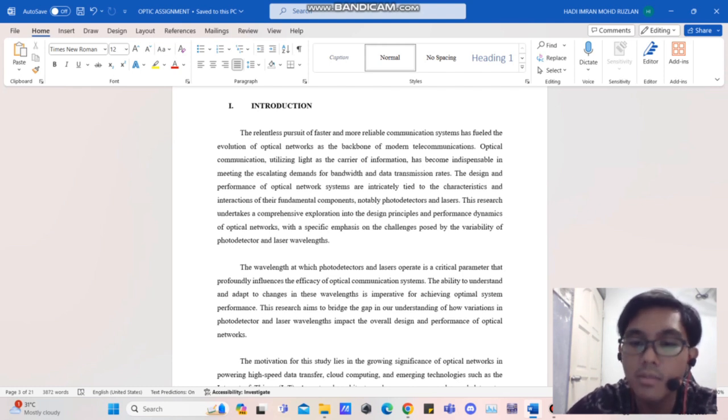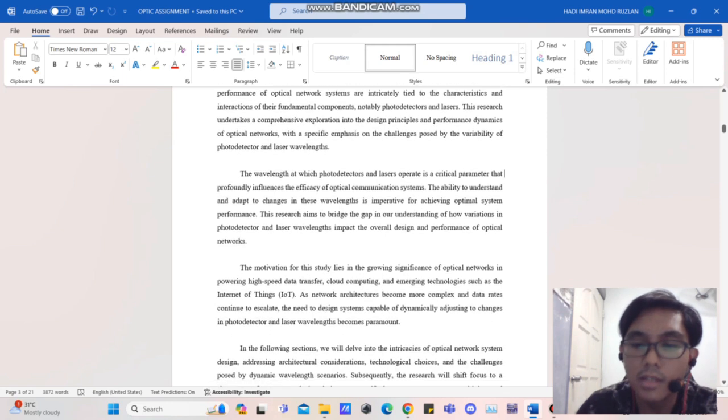of environmental factors. Ultimately, the outcome of the research contributes to the evolving landscape of optical communication. They offer a nuanced understanding of how changes in photodetector and laser wavelength impact system design and performance. As optical networks evolve to meet growing demands, the study serves as a guide for the development of adaptive and robust communication infrastructure capable of effectively navigating challenges associated with dynamic wavelength scenarios.